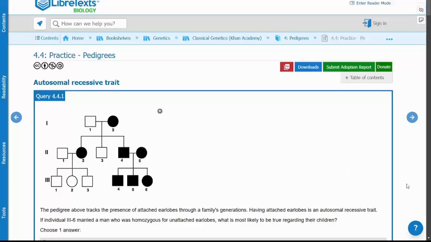So I figured that we weren't just gonna stick onto a poor little slide and analyze all of these pedigrees. We're gonna actually do some examples. I think genetics is a really easy unit. That's why I'm breezing through it.